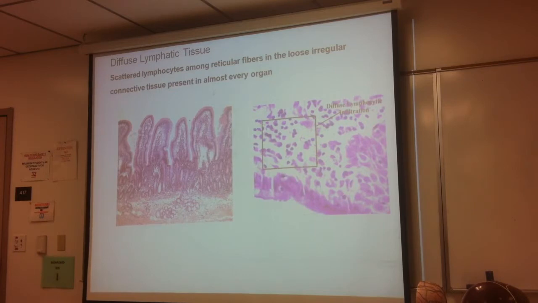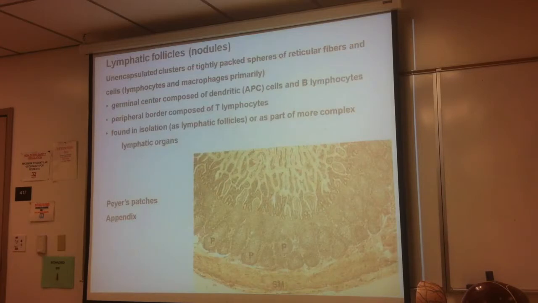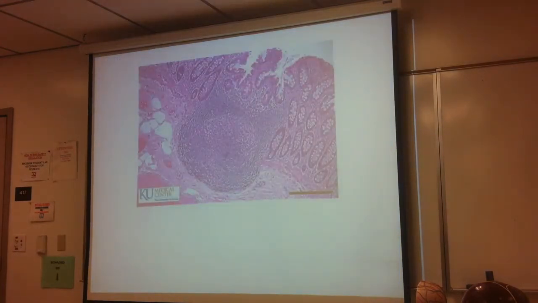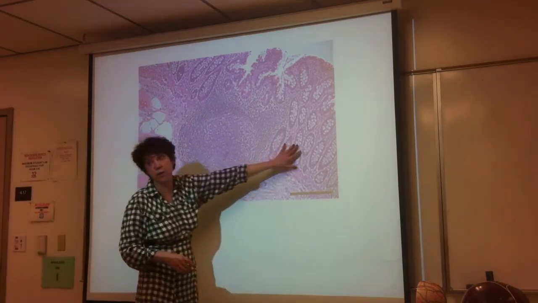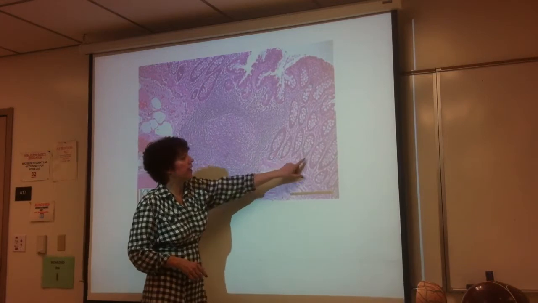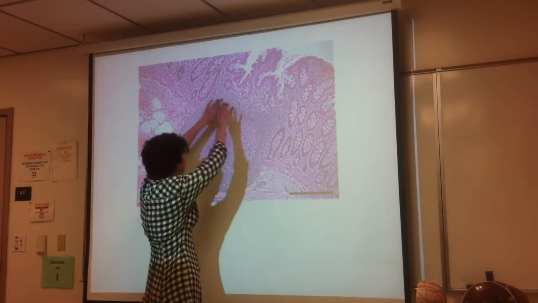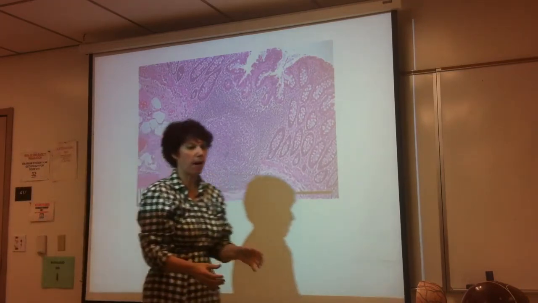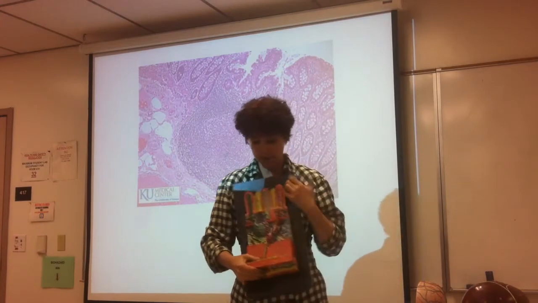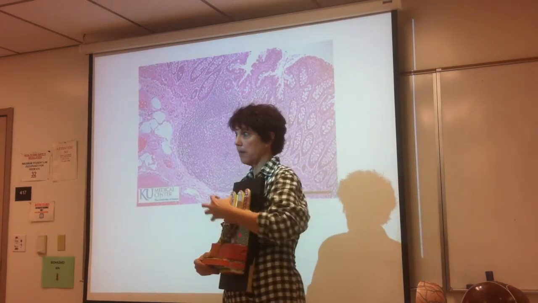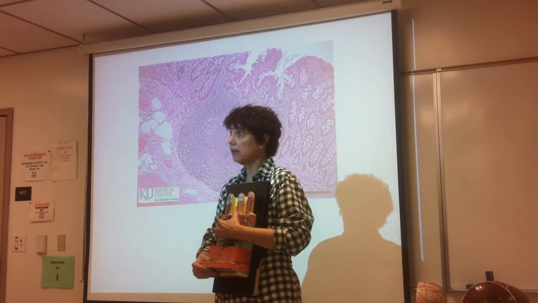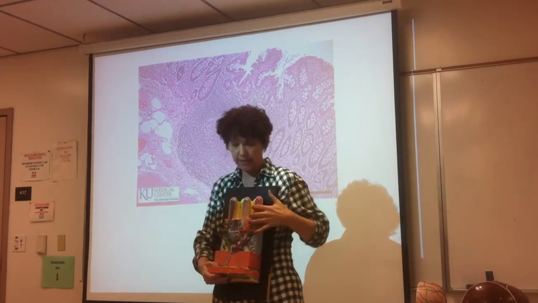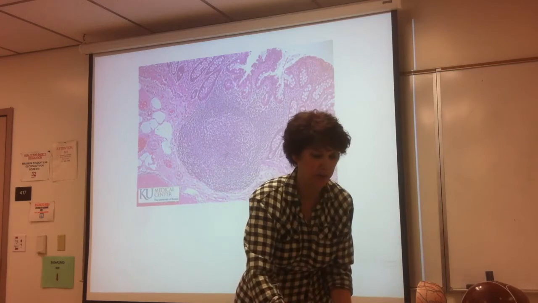So this is just a higher magnification of diffuse lymphatic tissue, and you can see the scattered lymphocytes. Within diffuse lymphatic tissue, we never see this next structure without the diffuse lymphatic tissue being present. We have a lymphatic follicle. All around here, you can still see, this is actually in the colon, the large intestine, and we have diffuse lymphatic tissue up here, but now we have this sphere. It's shown in this model as this structure right here, where the lymphocytes are packed closely together. More reticular fibers would be present than in the diffuse lymphatic tissue.